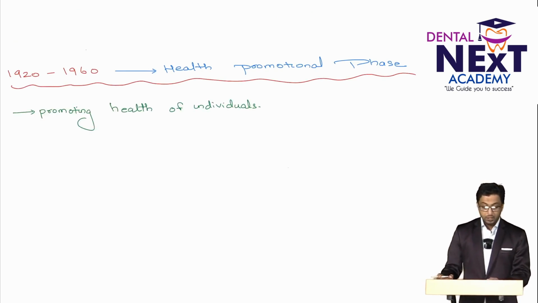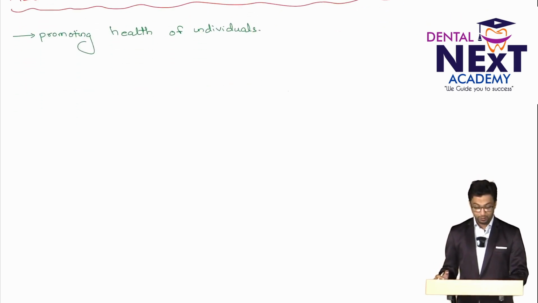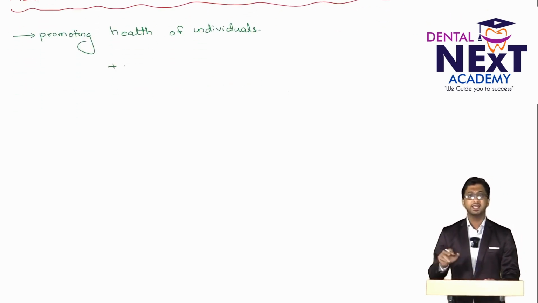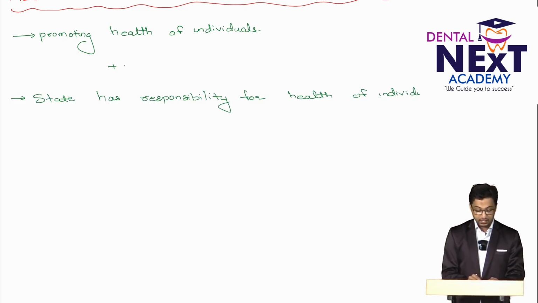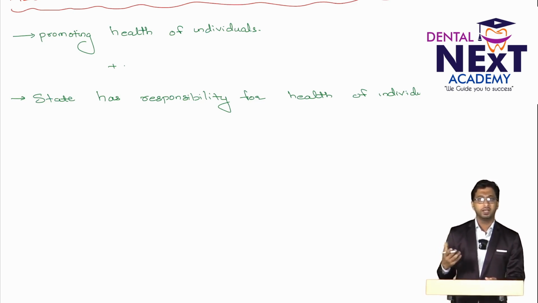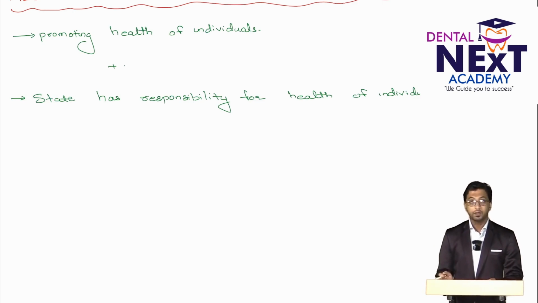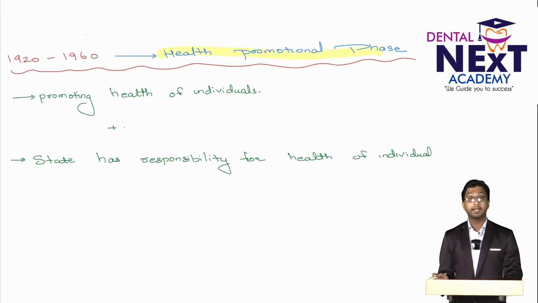Now here, promoting health of the individual, not just controlling disease, informing the individuals about promoting health. Besides promoting health of the individual, one more responsibility was considered, that is the state. It was considered that the state or the country had the responsibility for the health of the individual. It is not just the individual taking care of his disease, or just the community. The entire state had the responsibility. So the state having responsibility for the health of the individual was the outcome of the health promotional phase.